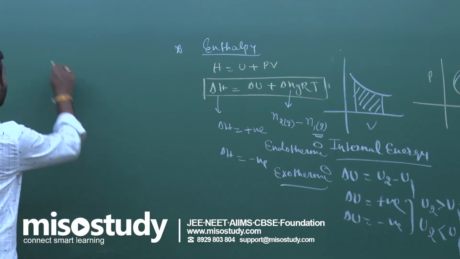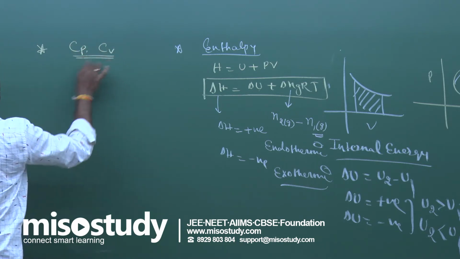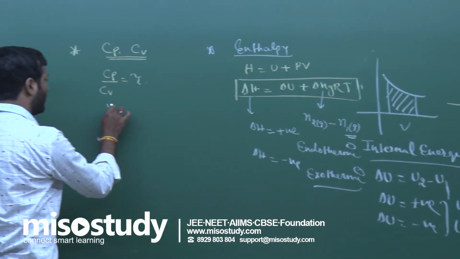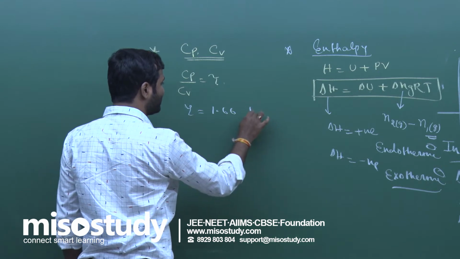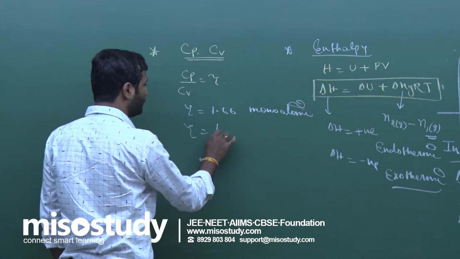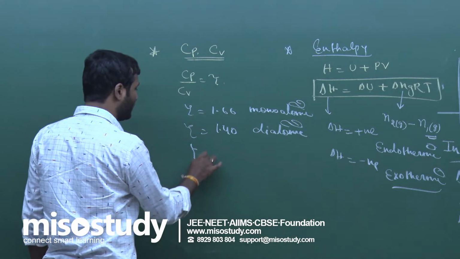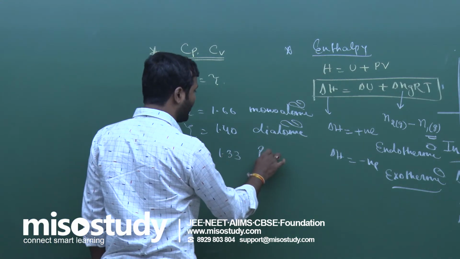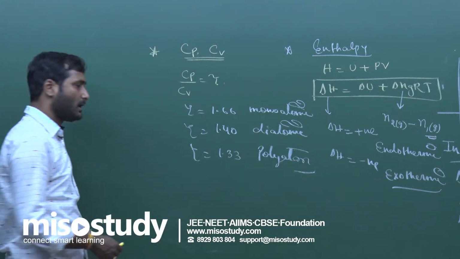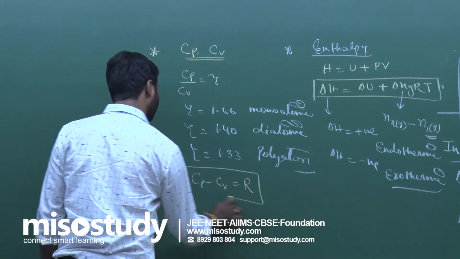Clear? Now heat capacity. Heat capacity at constant volume and at constant pressure, Cv and Cp. We know Cp upon Cv is equal to gamma. Gamma is related to the atomicity of the gas. If gamma is equal to 1.66, the gas is monoatomic. If gamma is equal to 1.40, the gas is diatomic. If gamma is equal to 1.33, then the gas is polyatomic. Cp upon Cv is equal to gamma, and Cp minus Cv is equal to R. This is the relation we have.